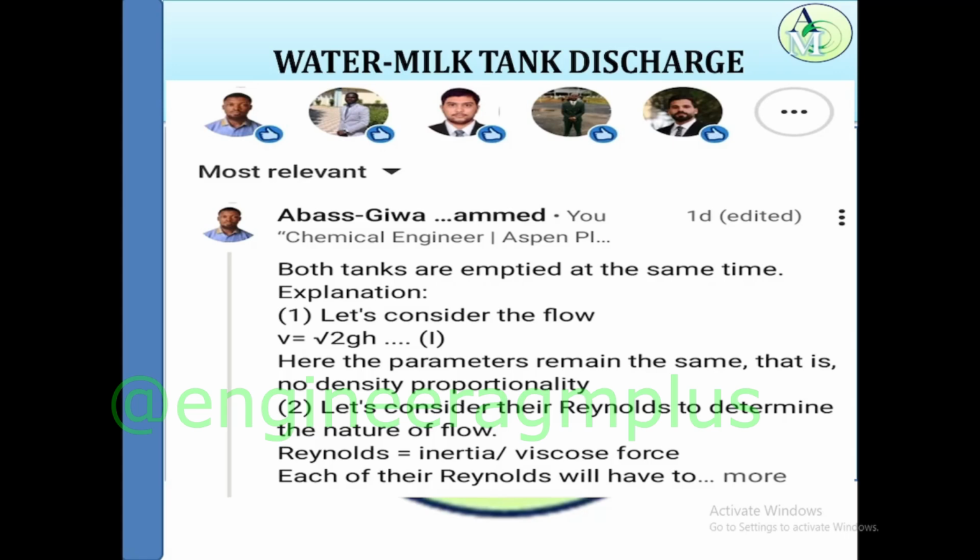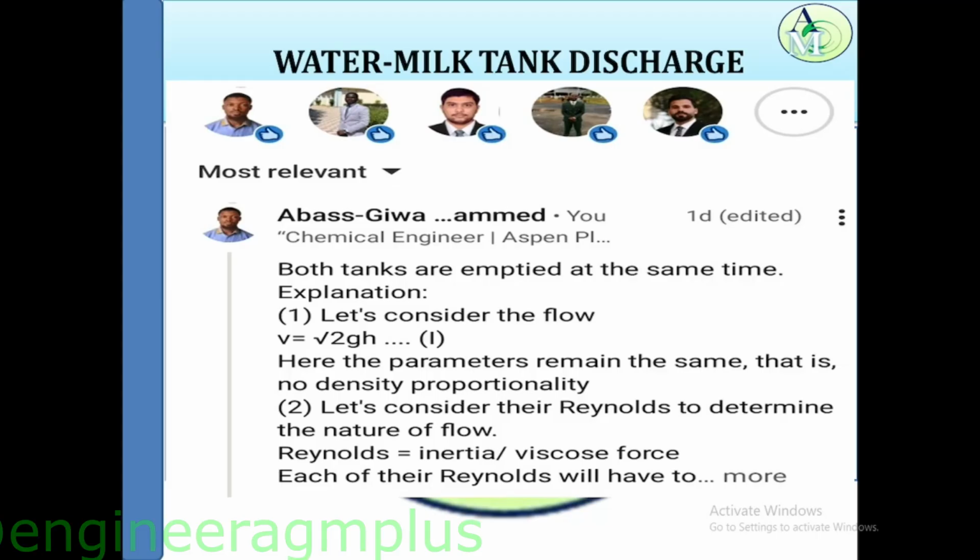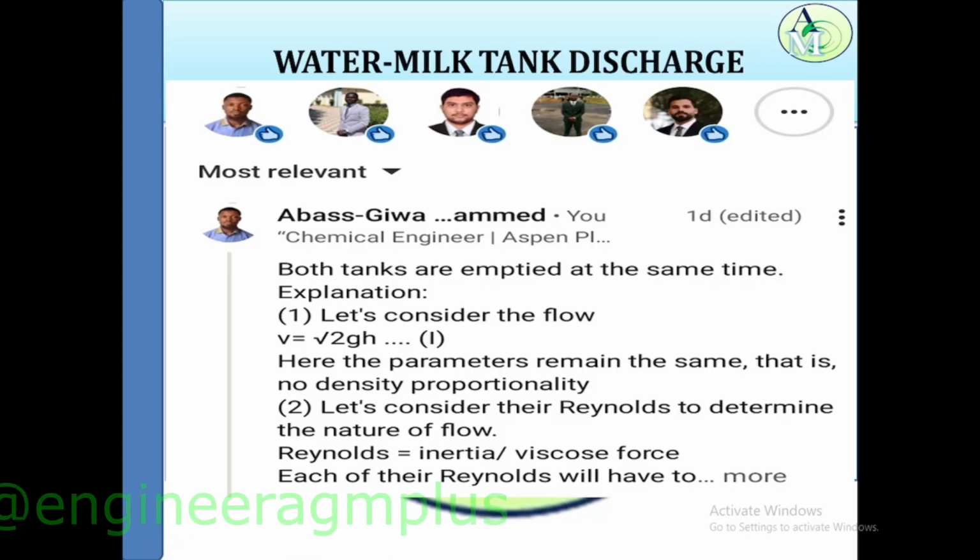Second fact is considering the Reynolds number to determine the nature of the fluid. Reynolds number helps to know the nature of fluid. In engineering, when the Reynolds number is less than 2100, the flow is known to be laminar. If it is between 2100 and 4000 or so, it is transitional, and if it is more than 4000, that means it is turbulent. Reynolds number helps to know the nature of the flow of the fluid.